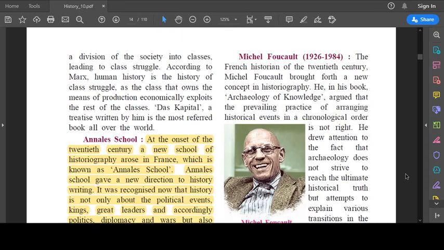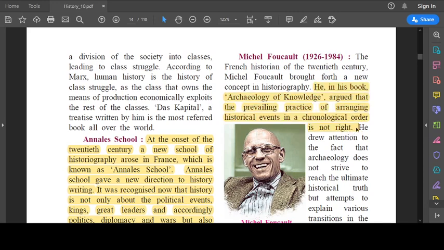Right hand side, first paragraph. Can you see here? Michel Foucault. The answer is counting lines, children, from the top. First, second, third, fourth. The fourth line. He in his book. Cancel he. In place of he, write Michel Foucault. Michel Foucault in his book Archaeology of Knowledge argued that the prevailing practice of arranging historical events in a chronological order is not right. That's your first point.